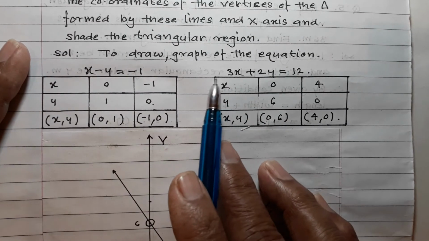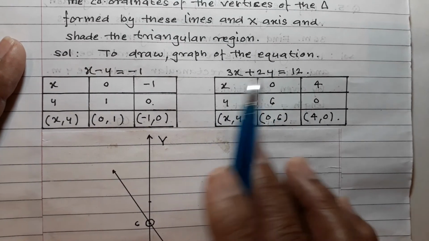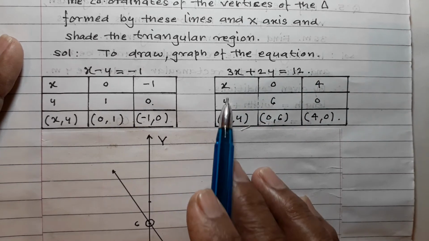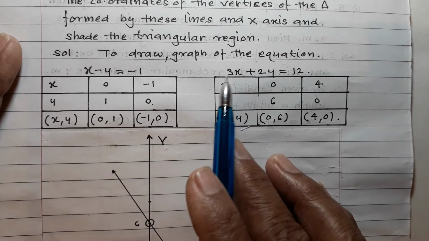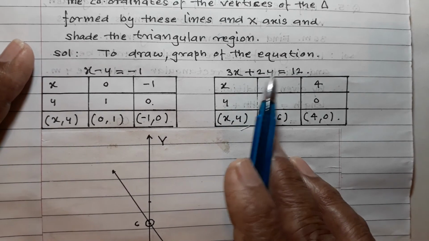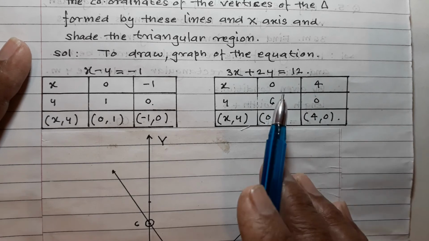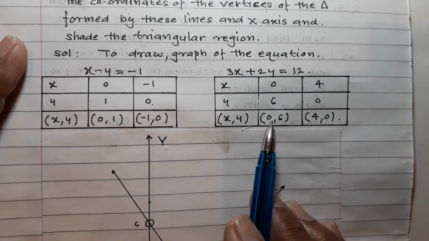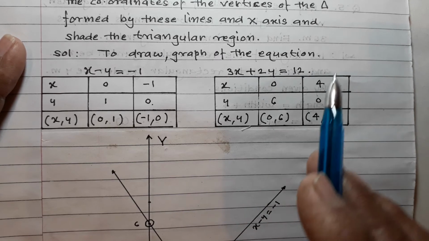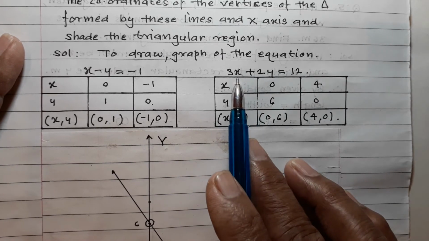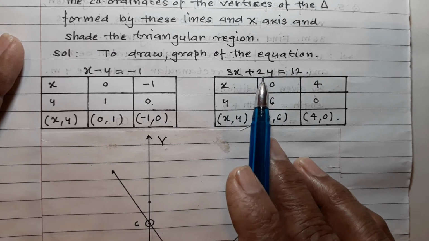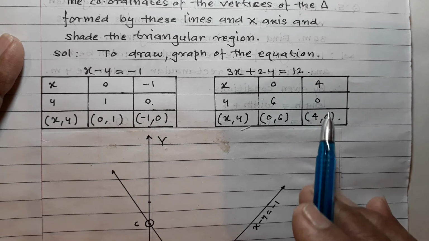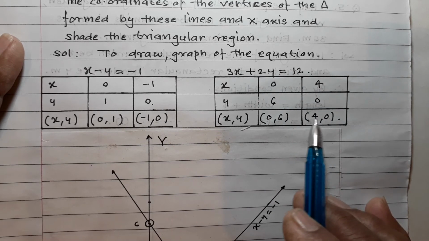Similarly find the points for this equation. 3x plus 2y is equal to 12, x, y, x comma y. Suppose x is equal to 0, then 2y is equal to 12 and y is equal to 6. So my point is 0, 6. And then I substitute y is equal to 0, then x is equal to 4. So my second point is 4, 0.